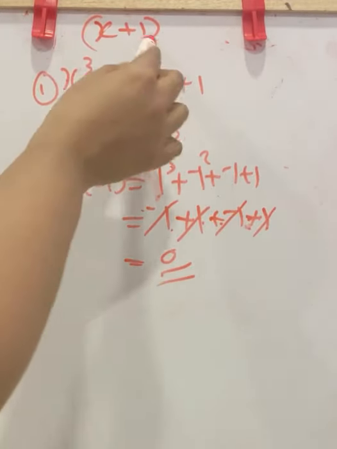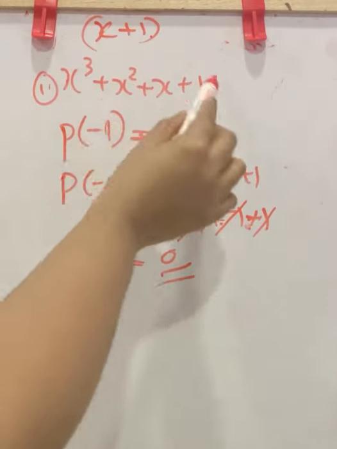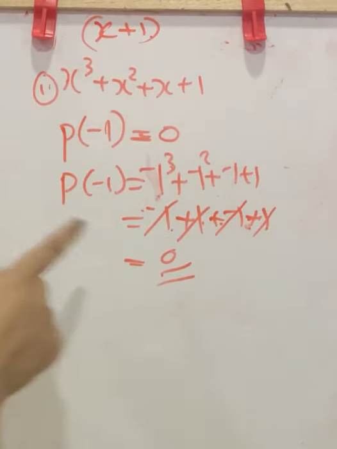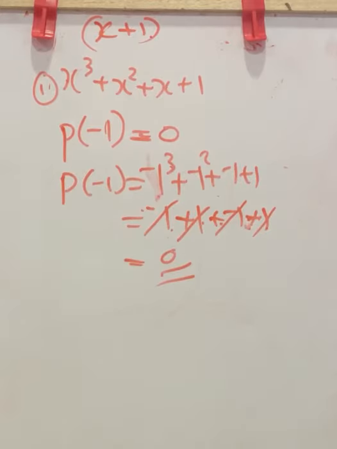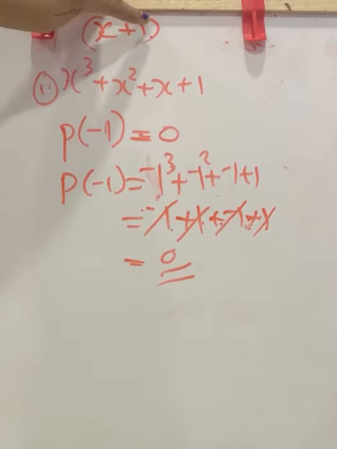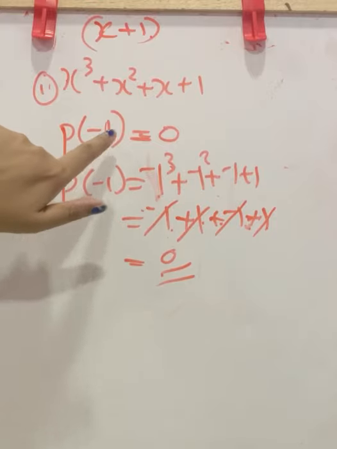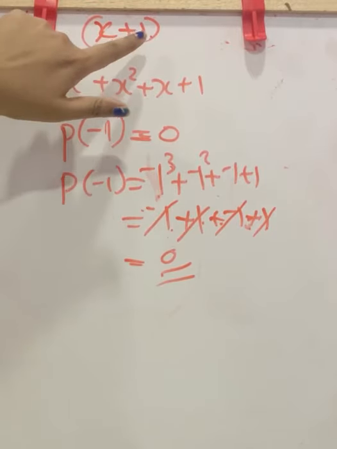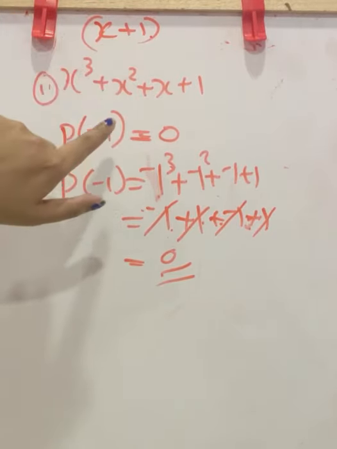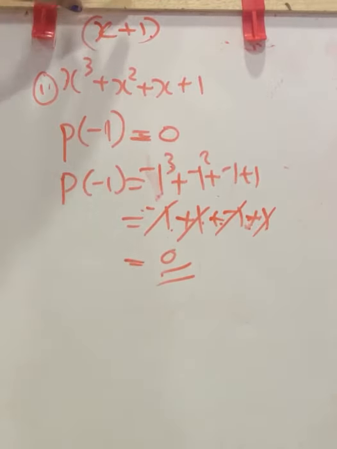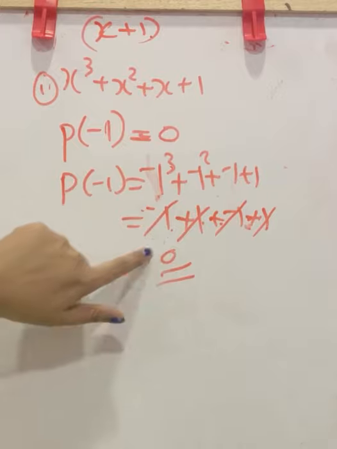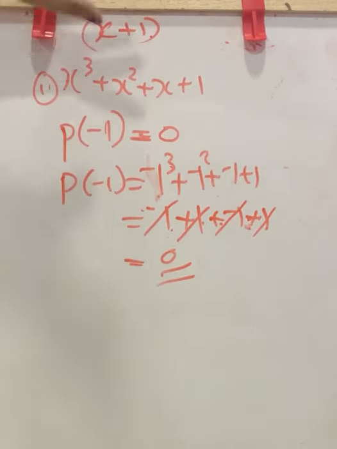So we can say x plus 1 is a factor of this polynomial. That is why we get the remainder 0 when we substitute the value minus 1 here. If the question was x minus 1, you would have to find p of 1. Here it is x plus 1, so you are finding p of negative 1. And if it is 0, we can say this is a factor. If it is not equal to 0, then we can say this is not a factor.